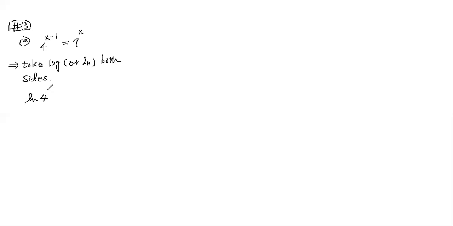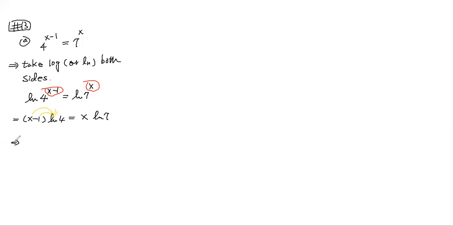So I have natural log of 4^(x-1) equal to natural log of 7^x. And then I'm using the log property. This is the exponent, so what I need to do? I move it to the front, right? So I say (x minus 1) natural log 4 equal to x natural log 7. And now I'm just using the algebra part. I FOIL it, right? And then try to solve for x.